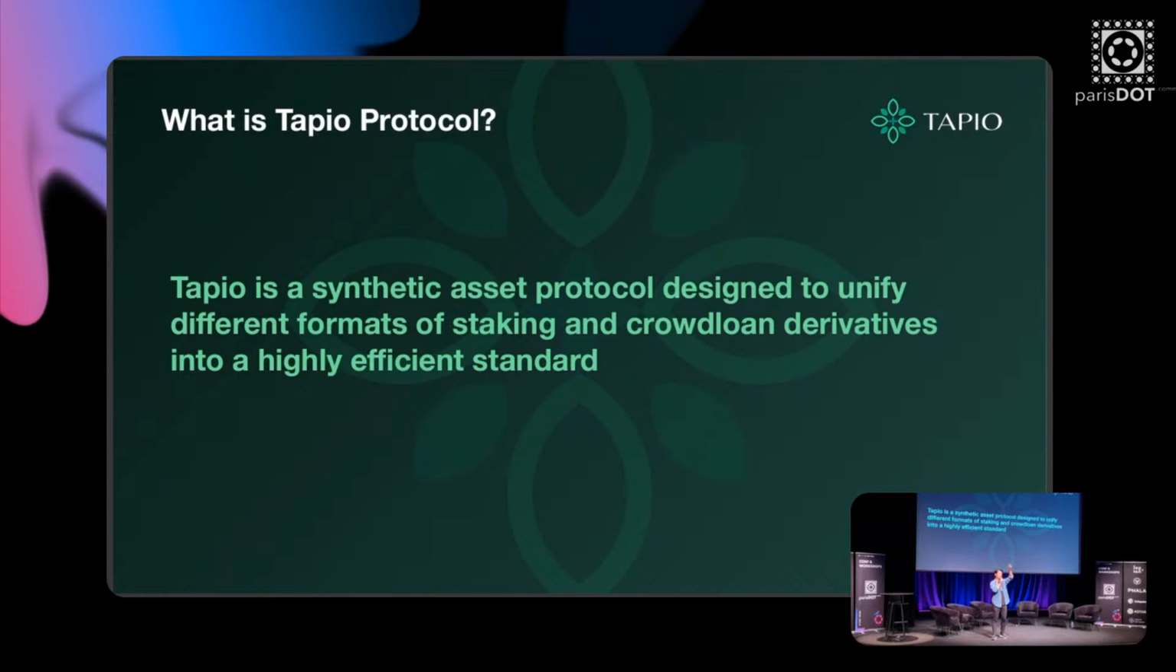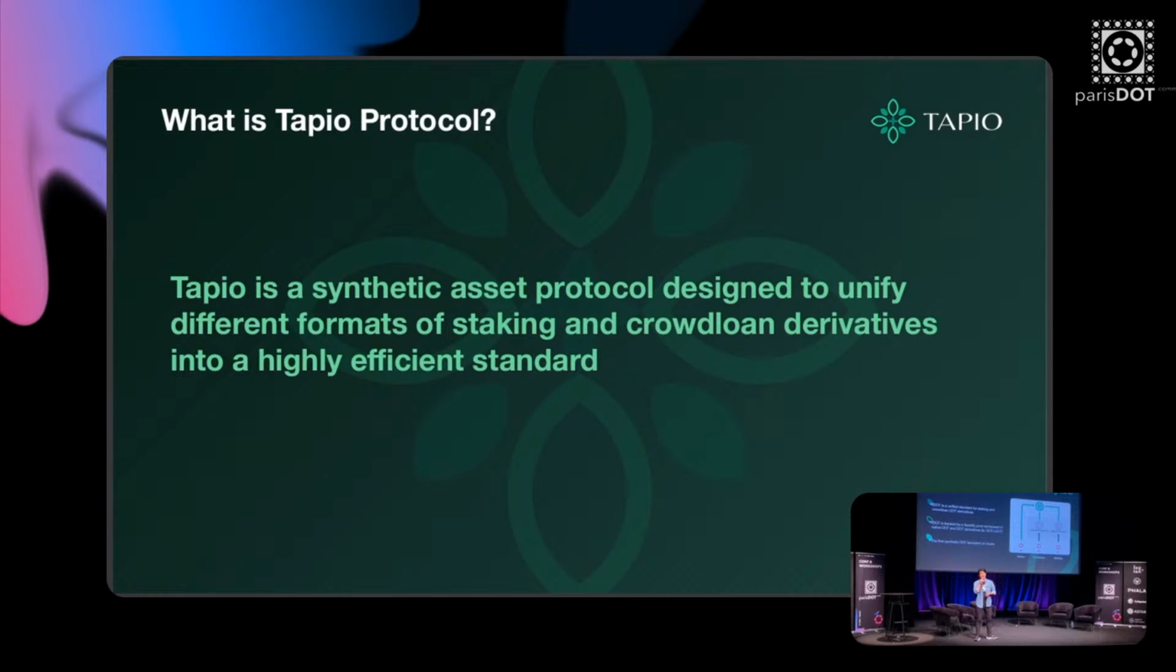And with this synthetic version, you can actually apply it across the entire Polkadot ecosystem. In other words, you have native DOT at the bottom layer. On the second layer, you have these staking and crowd loan derivatives. And then on the third layer, we actually combine them back into one synthetic asset. And with this one synthetic asset, whether you're a user or a builder or a parachain, it makes life a lot easier because you're just dealing with one standard.